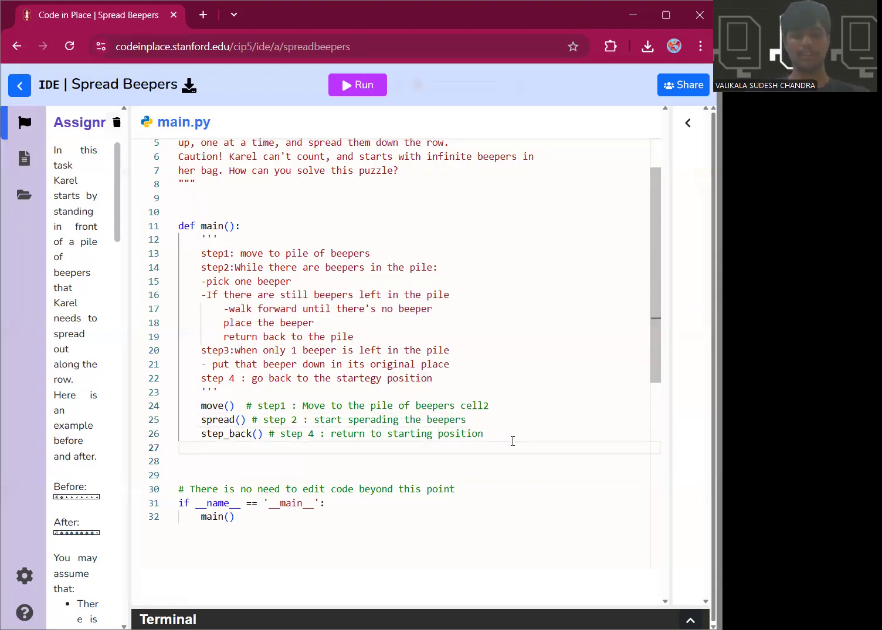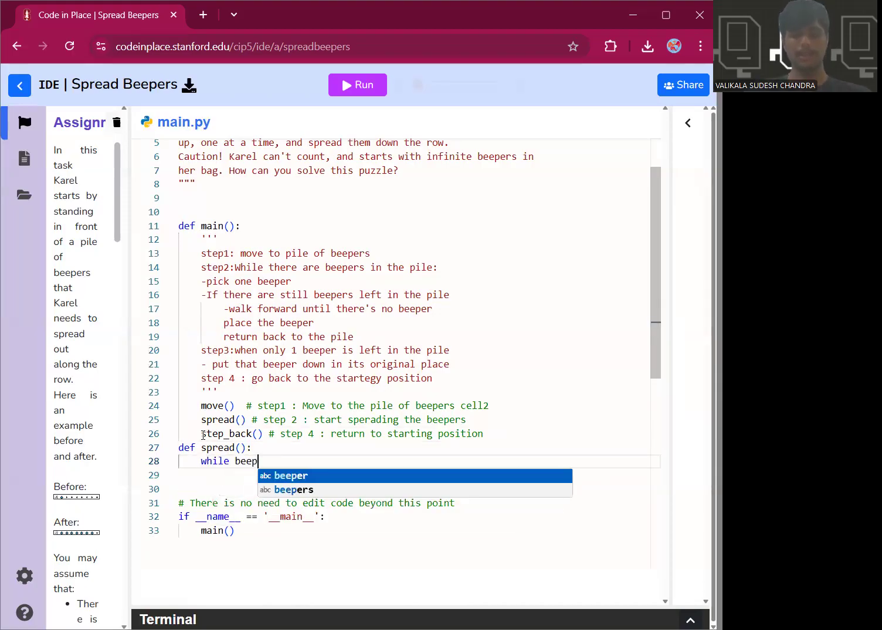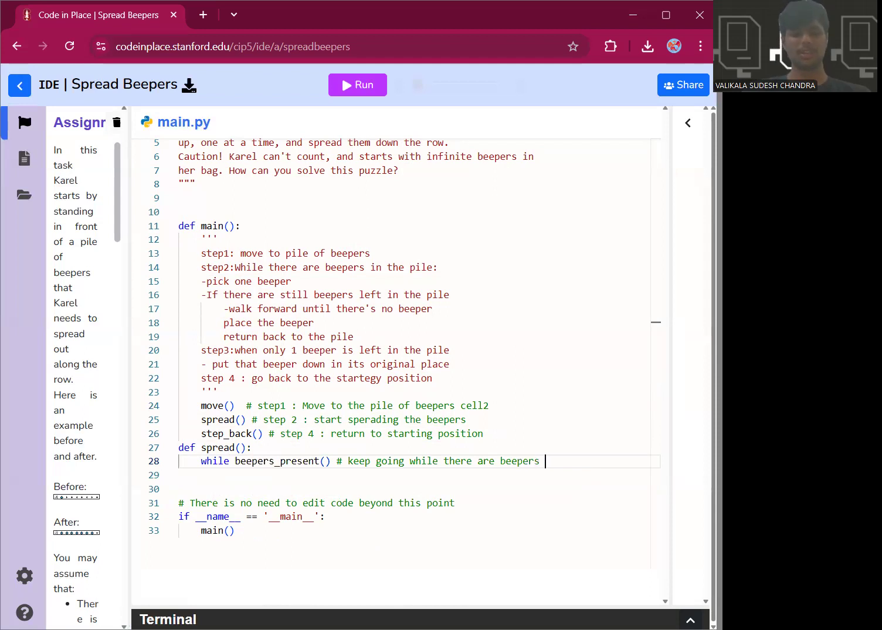Since we have already defined move as a built-in function, we don't have to write any function for it. Since spread is something we are defining, we have to write the code for it. For spread: while beeper is present, we have to move it, right? Means we need to keep going while there are beepers. If there is no beeper, then it's not a case, right? So we need to check whether the beeper is present or not.